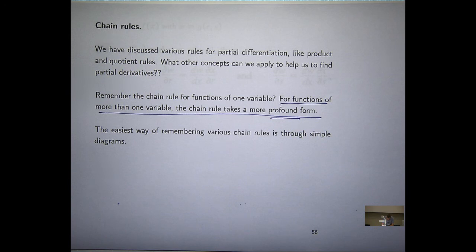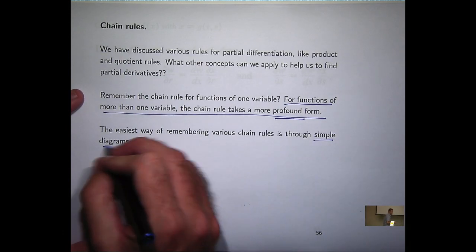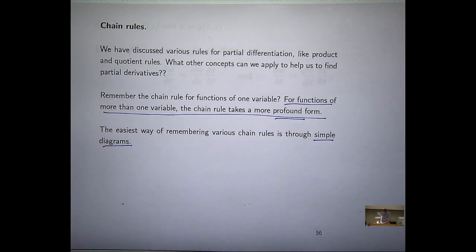Now, I guess there's two facets to the chain rule. The first question is, why does the chain rule work? And the answer is, because we deal with differentiable functions. That's one of our assumptions. And the second thing is a computational or a practical question. How do I use the chain rule? How do I remember it? There's so many different versions. And the answer is through simple diagrams. At least that works for me. I'm a pretty simple guy. So simple diagrams, and we'll look at those as we go along.